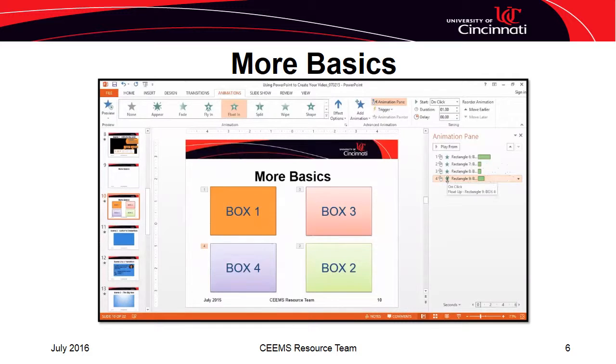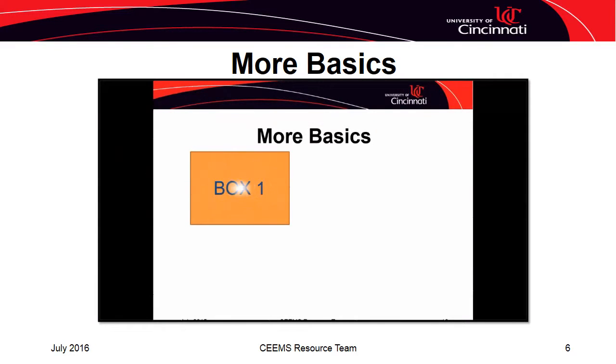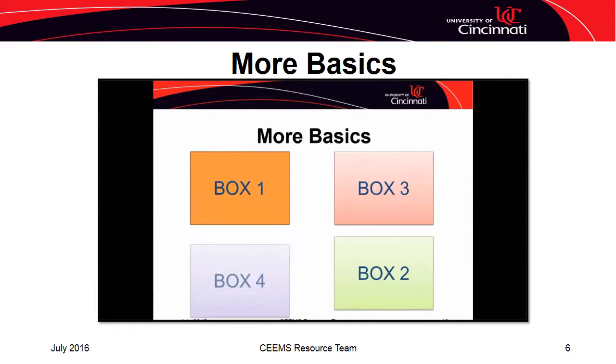So since I've got one of these selected, I'm going to hold my shift key down and click on the top one to select all of them. And then what I'm going to do is change the start to after previous, so they'll come in sequential order. So with that done, let's give it a look. Box 1, box 2, box 3, box 4.